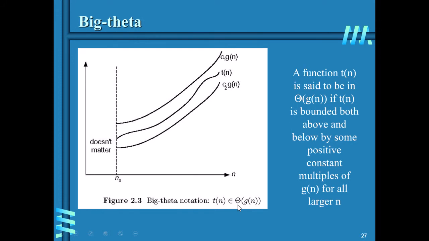Here we show one picture about Big Theta. When t(n) belongs to Big Theta(g(n)), it means t(n) is upper bounded by c1 g(n) and also lower bounded by g(n), based on different coefficients c1 and c2.